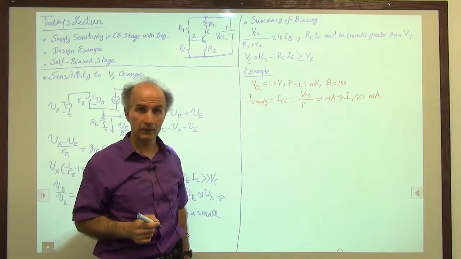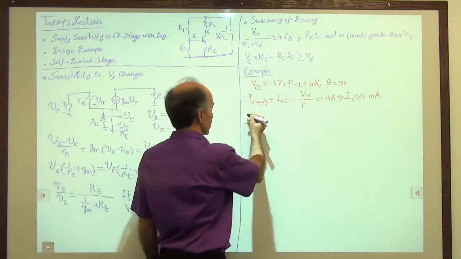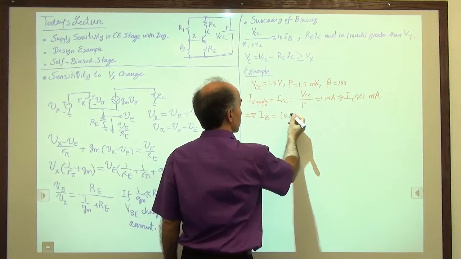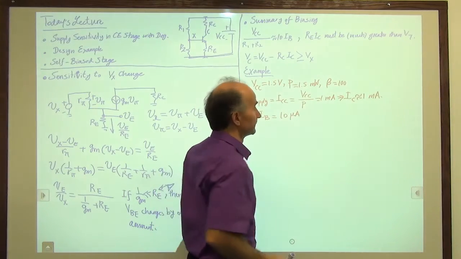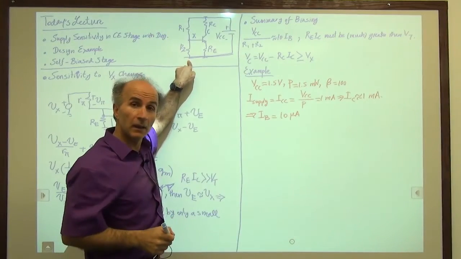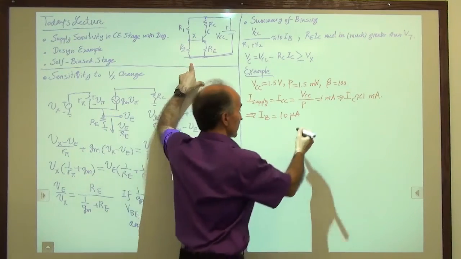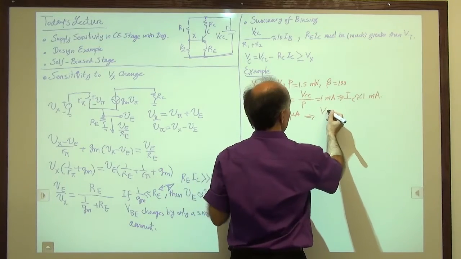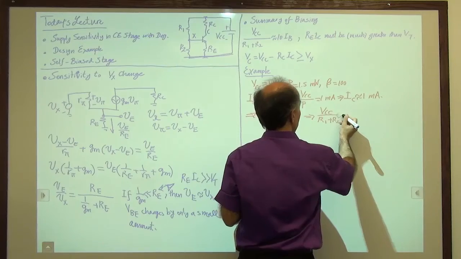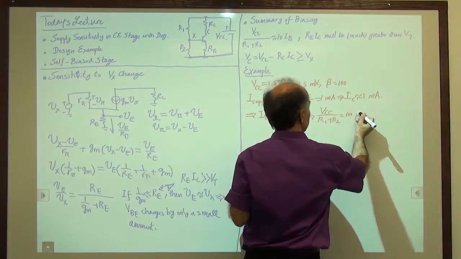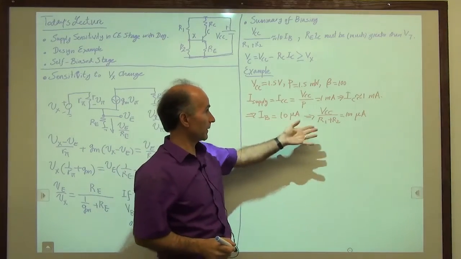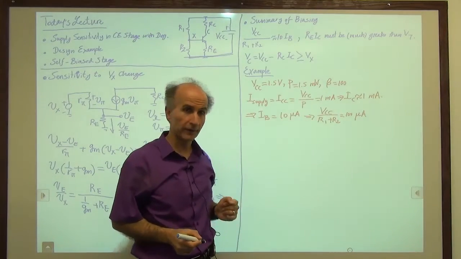How much is the base current? 1 over beta times that. So we see that base current is equal to 10 microamps. How do we choose this current? 10 times that. So we say VCC over R1 plus R2 equals 100 microamps. Right? Because if the base current is 10 microamps, I want that to be sufficiently larger.